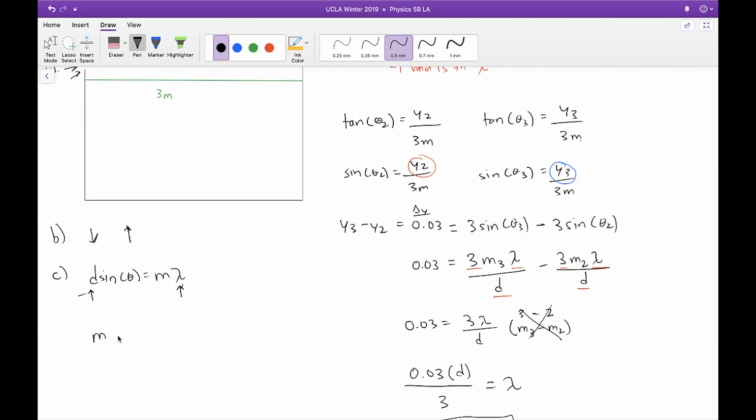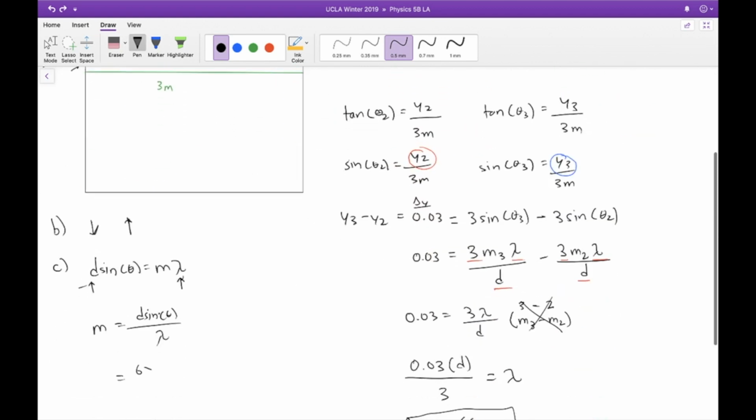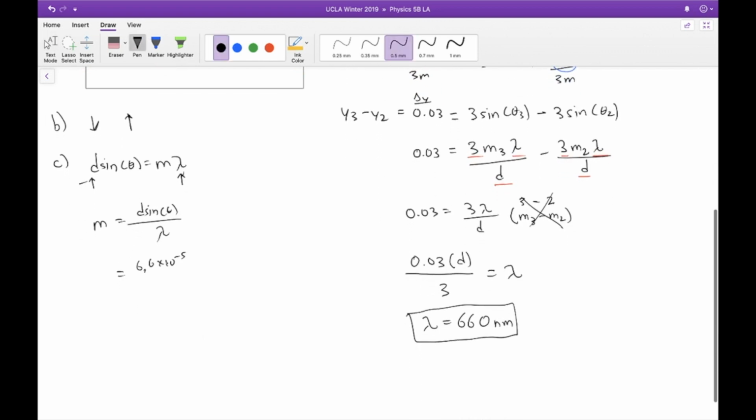So let's go ahead and solve for m. We get d sine theta over lambda. We have our lambda, we have our diffraction grating. Our diffraction grating is, I believe, 6.6 times 10 to the negative 5, times sine of theta, divided by 660 times 10 to the negative 9. And then what should our sine theta be? In this case, our angle should actually be 90 degrees. Right? Should be 90 degrees.